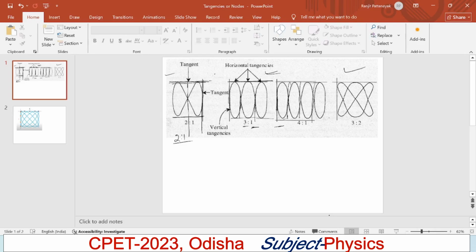For this figure, carefully you observe. For this figure, 3 vertical tangents we can draw, 3 vertical tangents here: 1, one tangent, here 2, another tangent, and here 3, another tangent. So 3 vertical tangents, 2 horizontal tangents. 2 horizontal tangents means here 1, here 2.